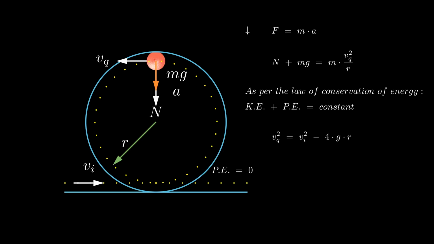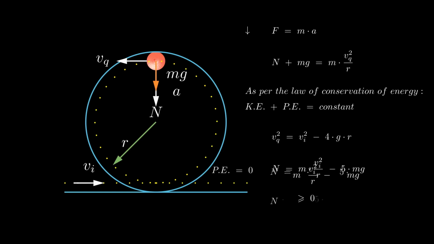Speaking of the normal force, it's the force that arises when a surface presses against an object placed upon it. If this force drops below zero, it indicates that the object has lost contact with the loop. Therefore, to ensure the object remains on its designated path, this condition must be satisfied.